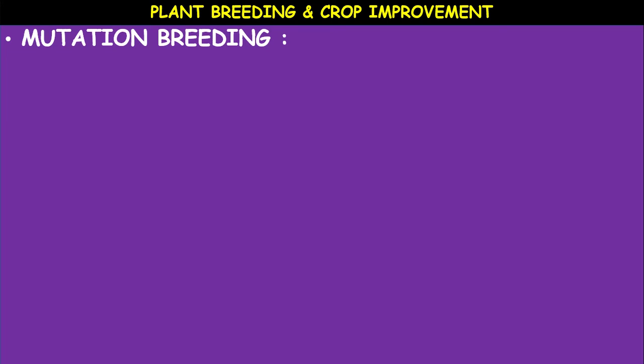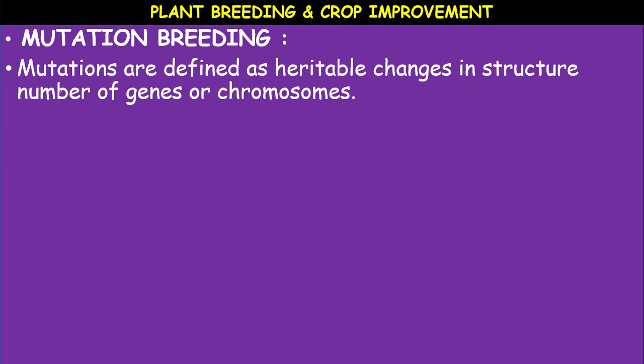Sharbati Sonora and Pusa Lerma are the two important varieties of wheat produced by exposing Sonora 64 and Lerma Rojo 64 to gamma radiations. They are Mexican dwarf wheat varieties. So let us know about this mutation breeding.